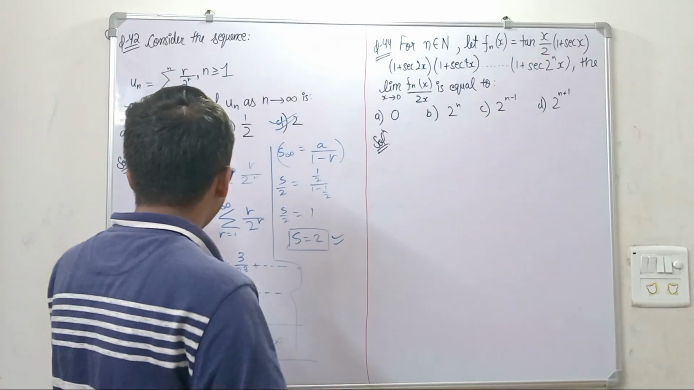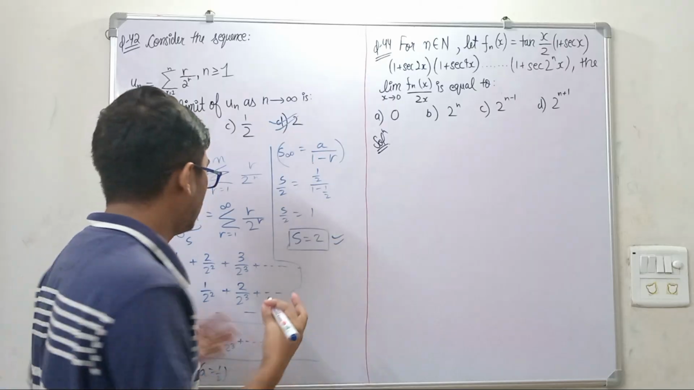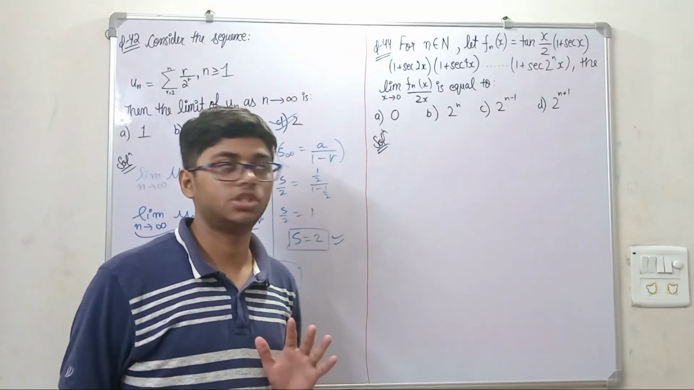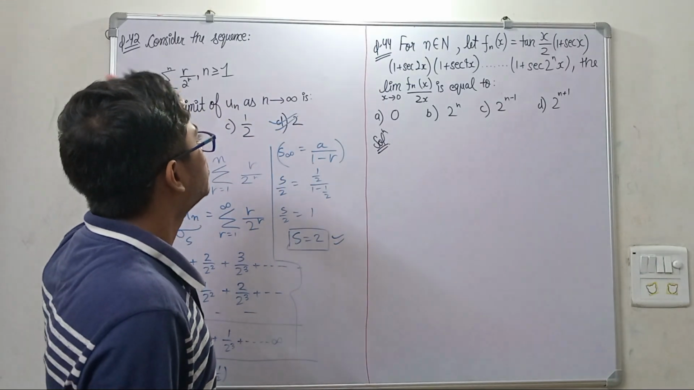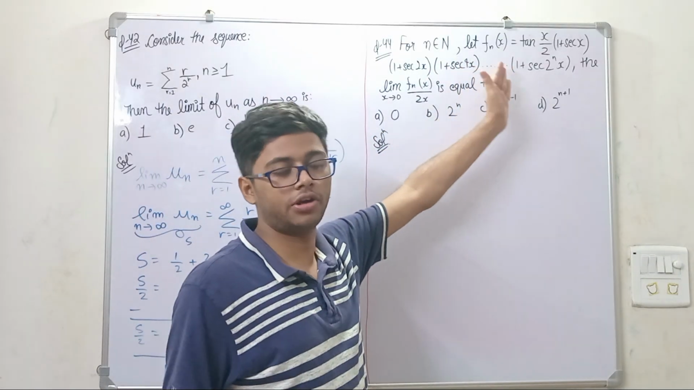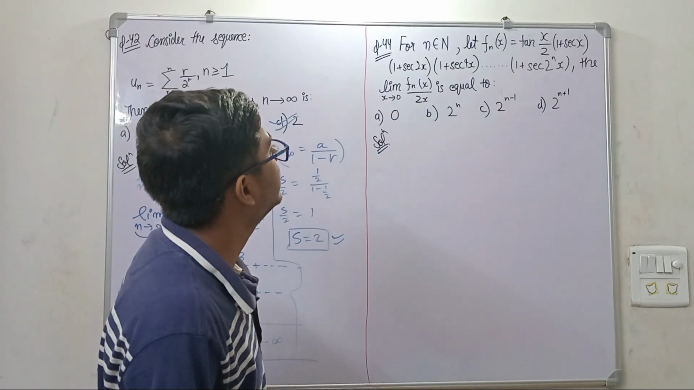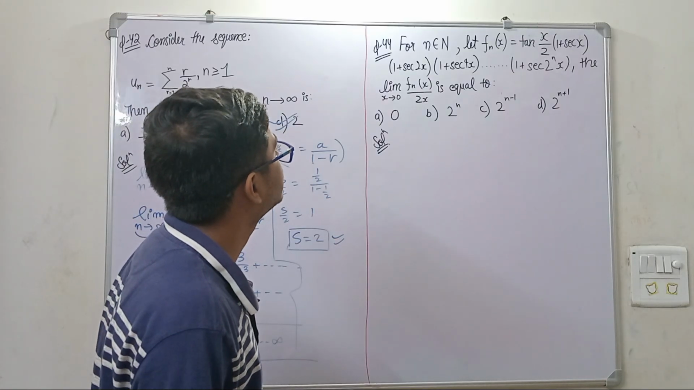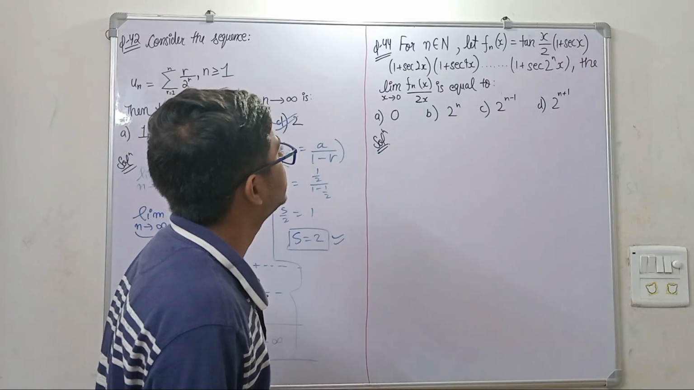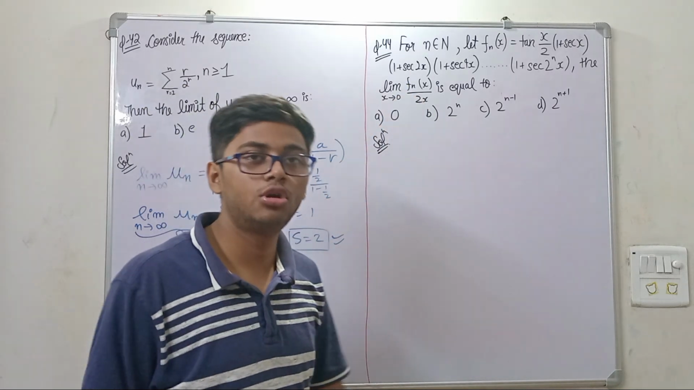Okay, so generally this type of question, involving sequence and series, frequently comes in limits questions. Now let us look at question number 44. This question is based upon basic trigonometric manipulations. So see, for n belongs to natural numbers, let f_n(x) equal tan(x/2) times (1 plus sec x), (1 plus sec 2x), (1 plus sec 4x), till (1 plus sec 2 to the power n x). You have to find the limit as x tends to 0 of f_n(x) upon 2x.